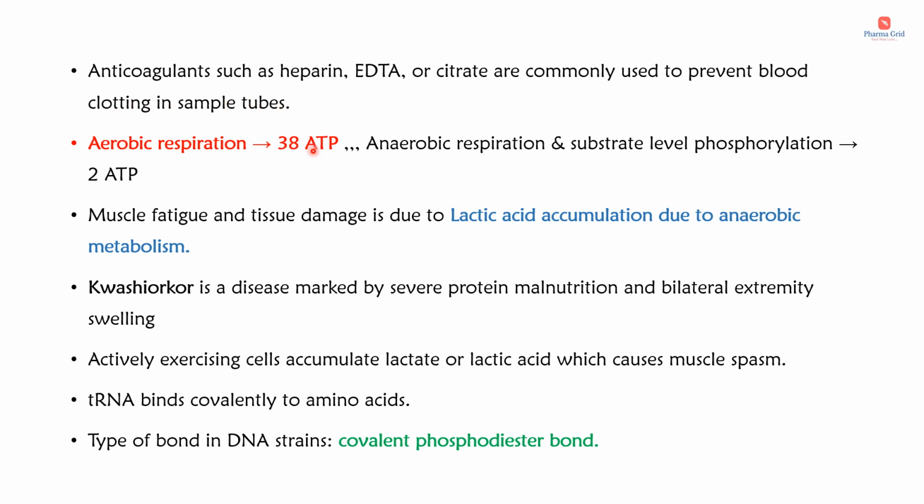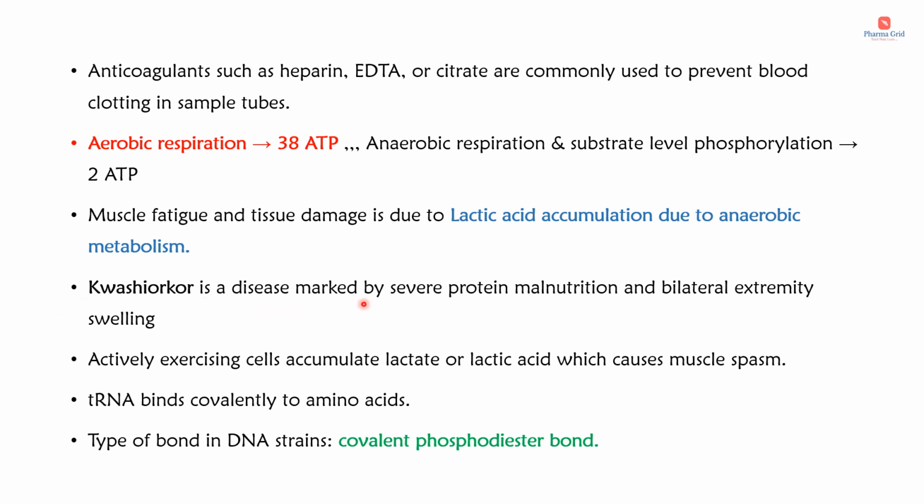Aerobic respiration yields 36 to 38 ATP molecules per glucose molecule by fully breaking down glucose in the presence of oxygen. In contrast, anaerobic respiration occurs without oxygen and yields only 2 ATP molecules per glucose molecule, resulting in incomplete oxidation. Muscle fatigue and tissue damage is due to lactic acid accumulation due to anaerobic metabolism.